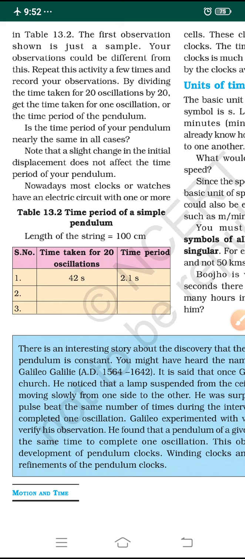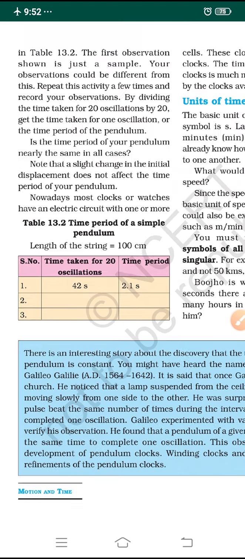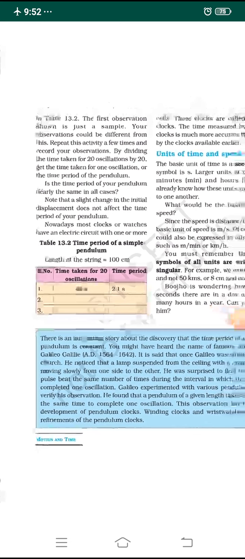Then how do you find the time period? 42 is the time taken for the 20 oscillations. 42 divided by 20, that is 2.1 seconds, is the time taken for completing one oscillation by the simple pendulum. Dear students, let me explain the remaining part of the lesson in the next class.